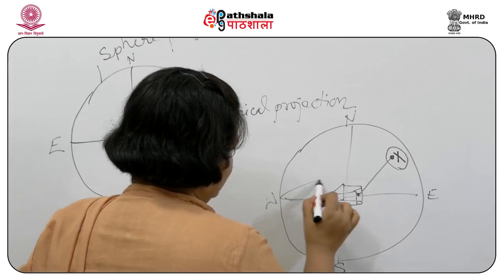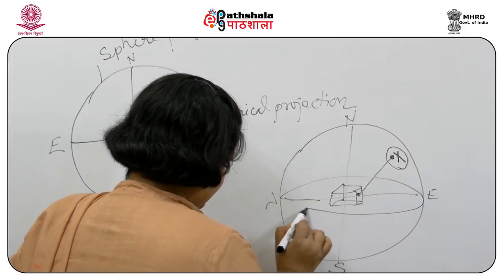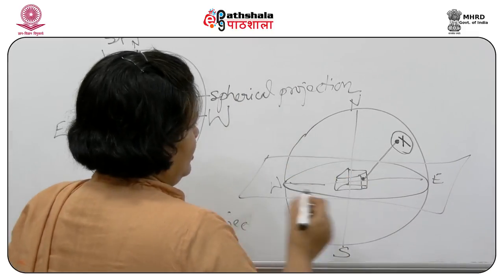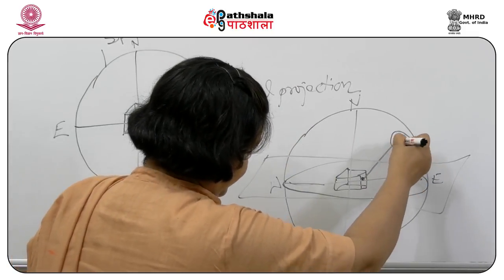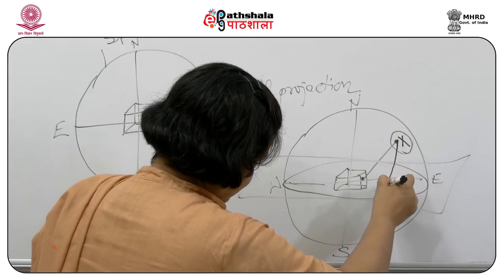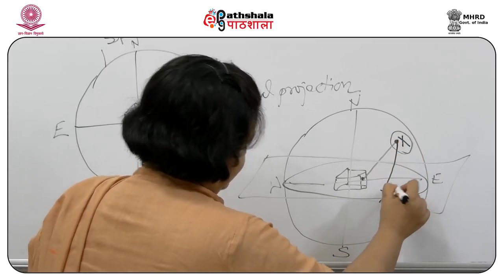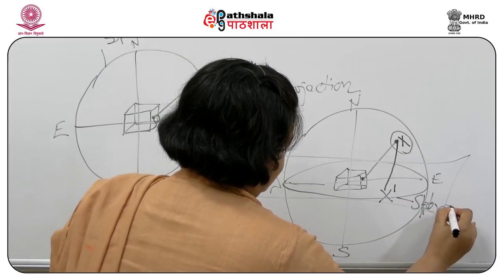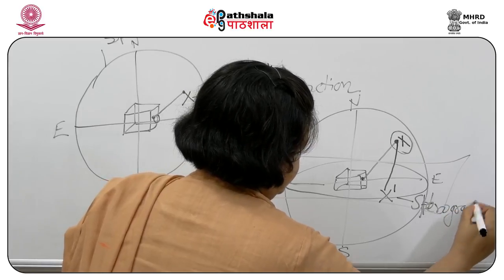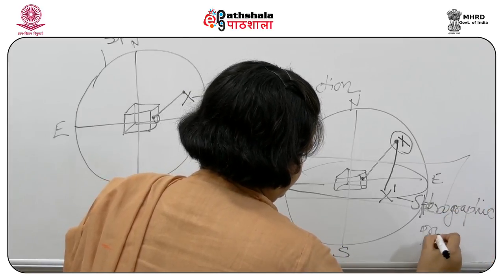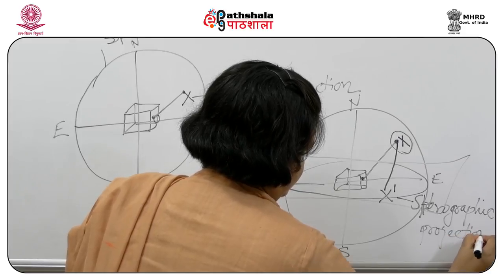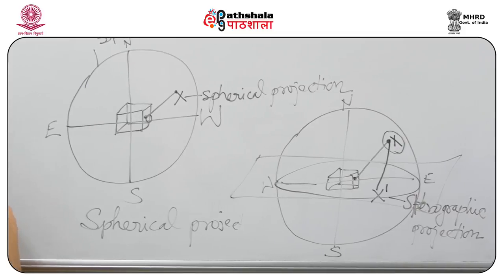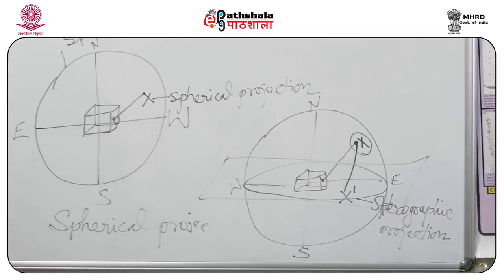So what I will consider is an equatorial plane. This is a two-dimensional plane which can be like this. So I will project this point from that sphere onto this equatorial plane, say X prime. So this is what is the stereographic projection. So the basic difference is illustrated clearly to you in the two diagrams.